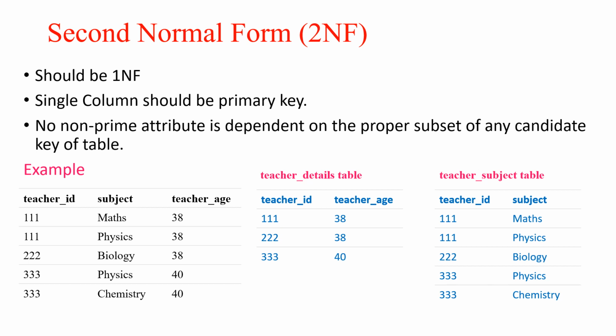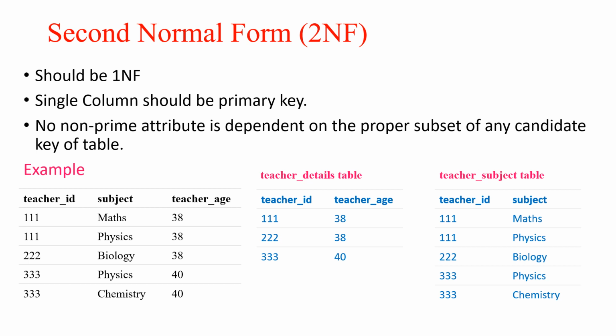However, in this table it has only single values. However, it is not in the second normal form because the non-prime attribute teacher age is dependent on the teacher ID alone, which is a proper subset of the primary key. To make this table into the second normal form, we are breaking it up into two tables like this. That is the teacher details table and the teacher subject table.